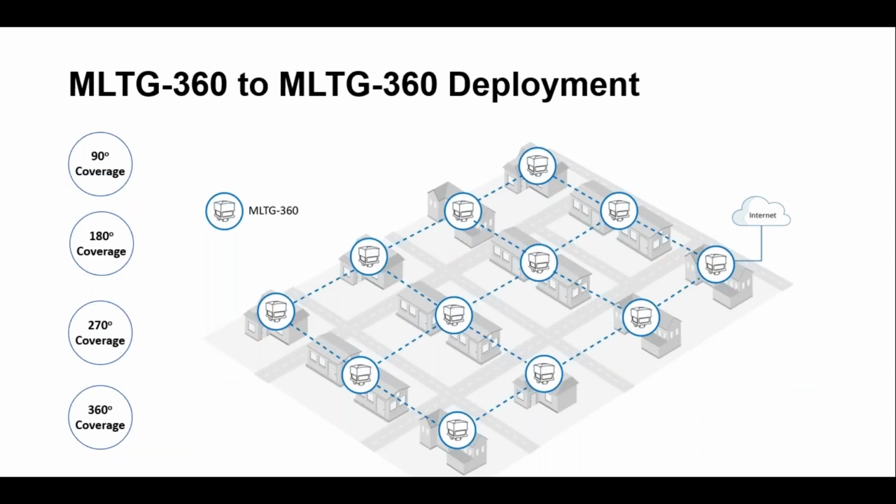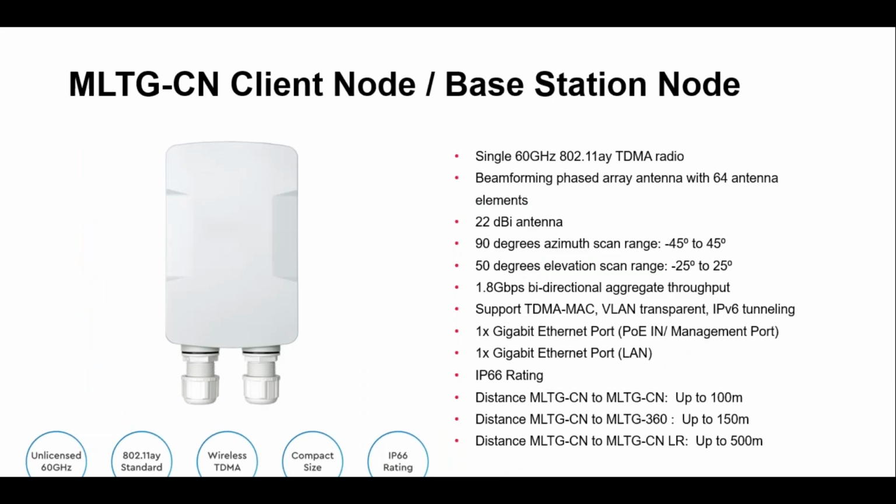Okay, here's a deployment scenario with just the MLTG-360, the distribution node or access point. In this visual description, you can see that you don't need a 360 degree version in every spot. So this is showing a deployment scenario of that.